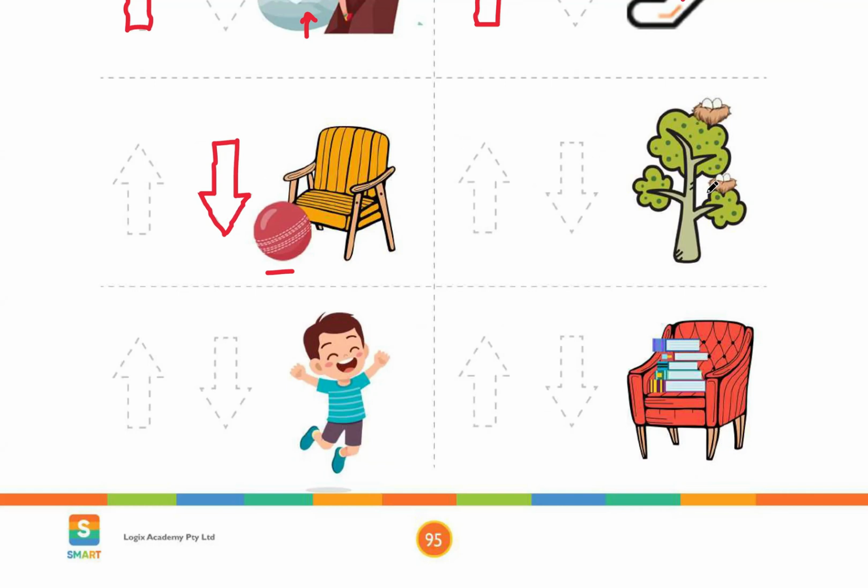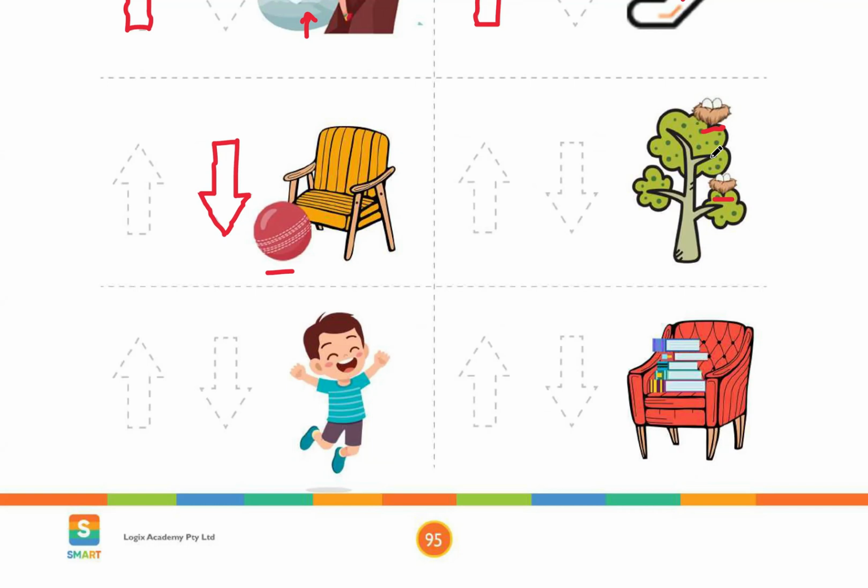Now let's move towards another picture. Here we can see a tree and some nests which have eggs in them, right? So this is nest 1 and this is nest 2. And we can see very clearly that these nests are not on the ground. They are on the branches of the tree, right? For example, this nest is on this branch and this nest is on this branch.